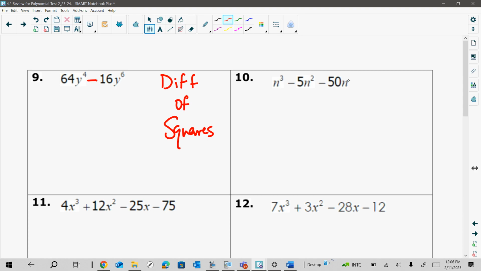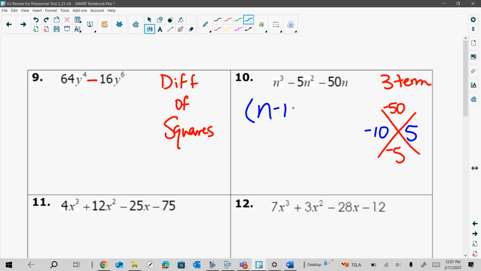10, this is 3 terms. Whenever there's 3 terms and there's no number in front, we go straight to our x puzzle. We have a -50 and a -5. So we want factors of a -50 that have a sum of a -5. -10 and 5. Yeah. So this ends up being n minus 10, n plus 5. And we're done.